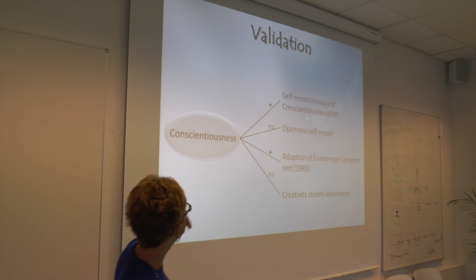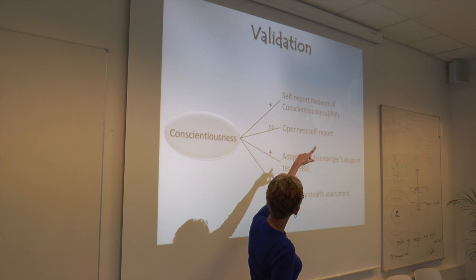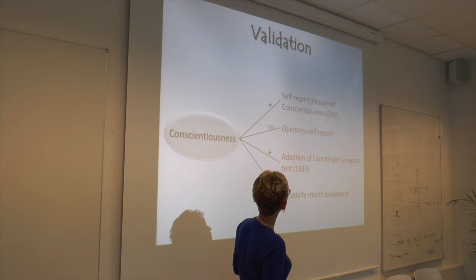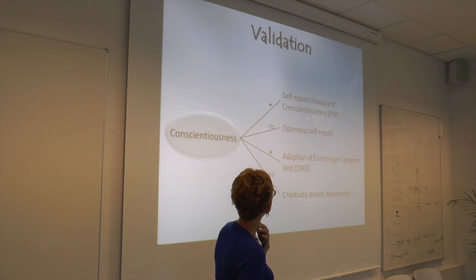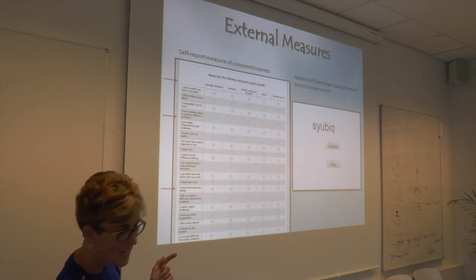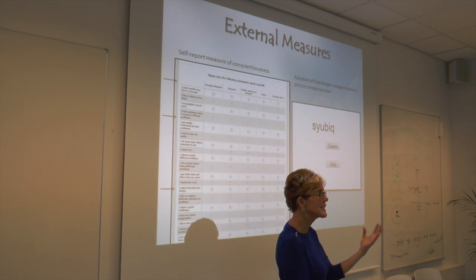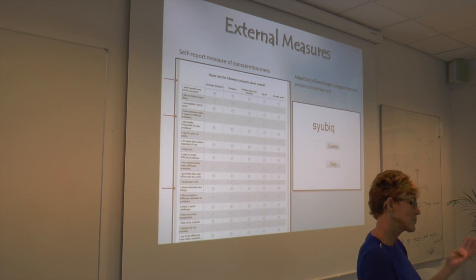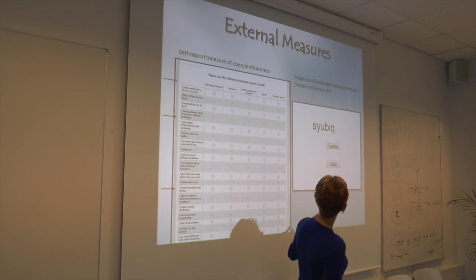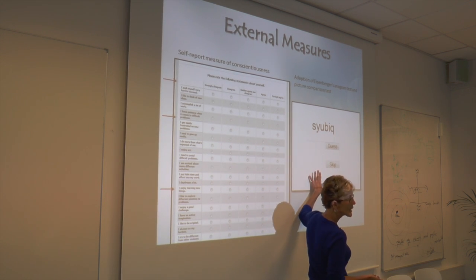For conscientiousness, we had the self-report measure of conscientiousness from the IPIP, the International Personality Item Pool. And we also used a performance-based measure of conscientiousness, which is an adaptation of Eisenberger's anagram test. This is the self-report for conscientiousness, and this is the anagram test. He had eight different anagrams, four easy and four hard. We had a time limit of two minutes, and they could solve the problem or skip it. They could take up to two minutes or not.